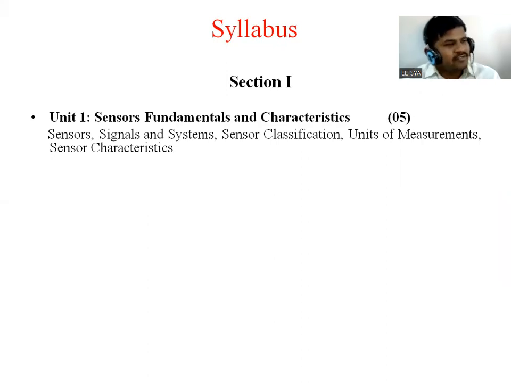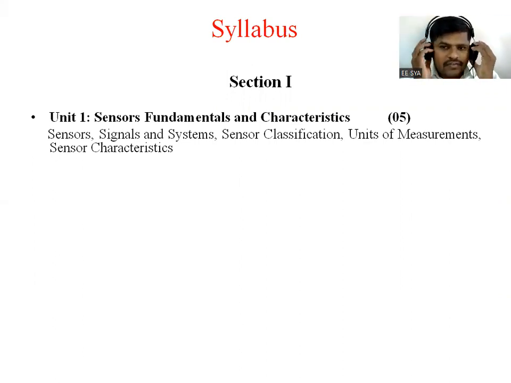Some can say that it is an energy conversion device. Some can say that it senses one input and gives an output, or senses one input and responds to that input. So it is also one type of definition of sensor. Then signals and systems, sensor classification, that means different types of sensor, units of measurement, and sensor characteristics. So these are the unit content of unit number first, that is sensor fundamental and characteristics.